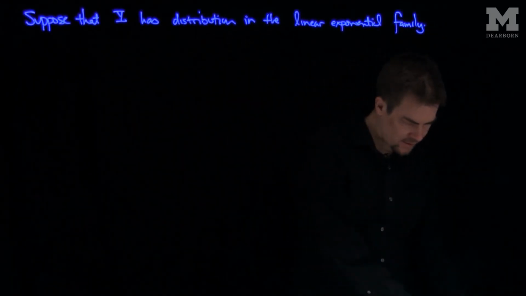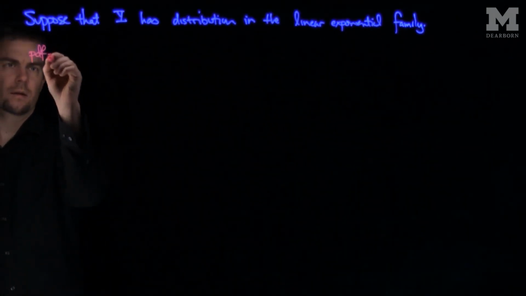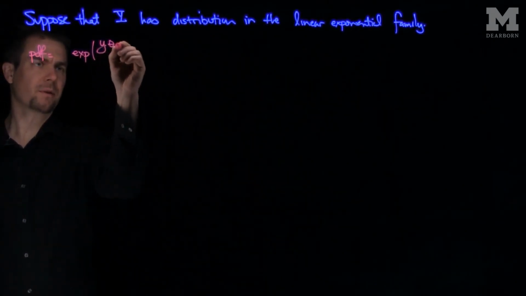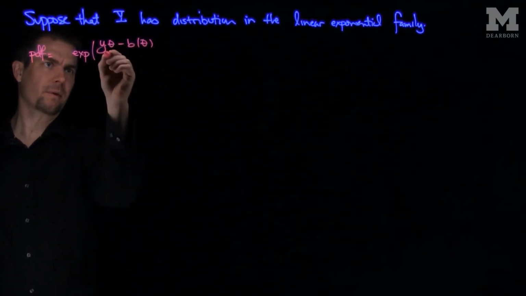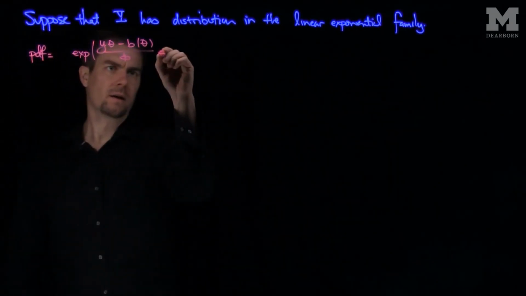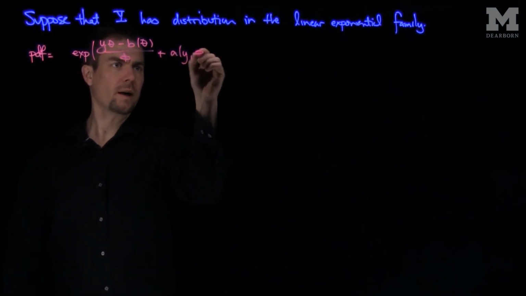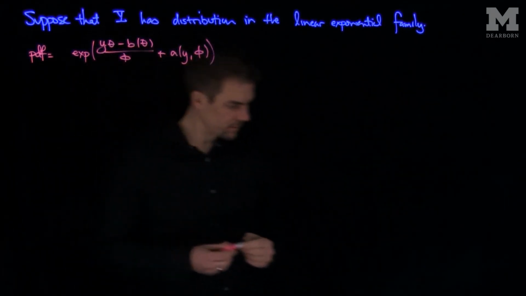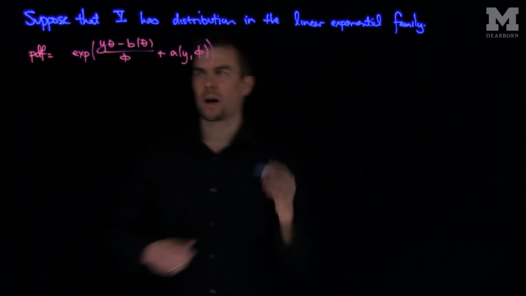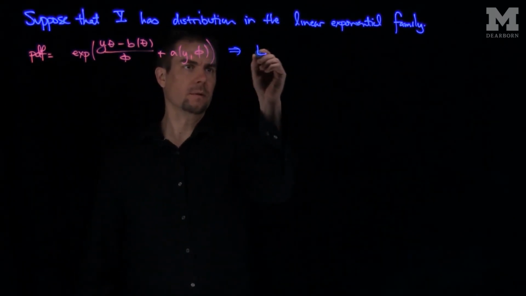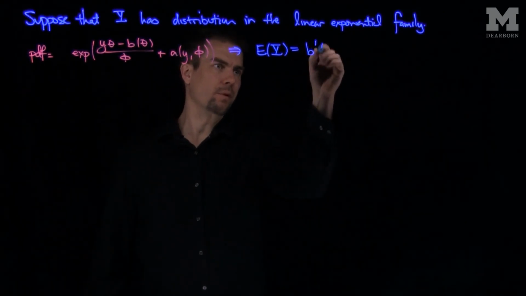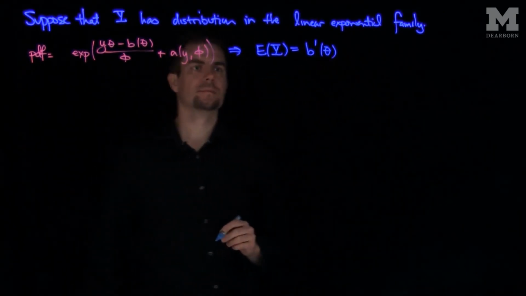Then, if this is the case, we can write down its PDF. The PDF of y will be the exponential of y times the parameter theta minus a function b of that parameter, over phi, plus some function of y and phi. And we saw previously that the expected value of this random variable was equal to b prime of theta.